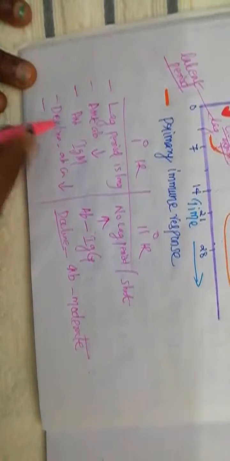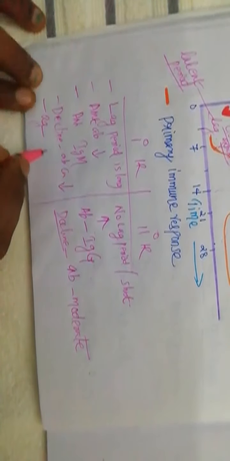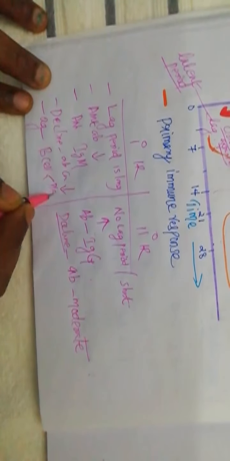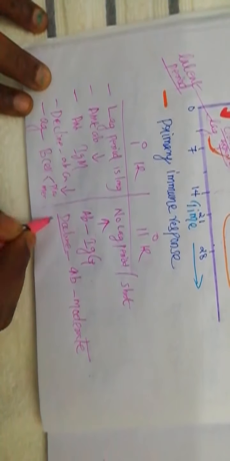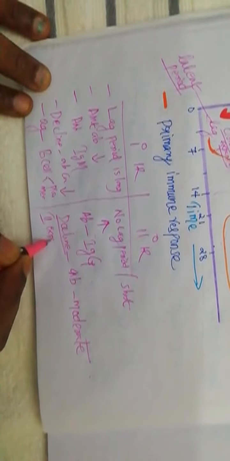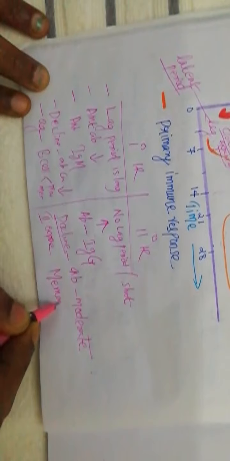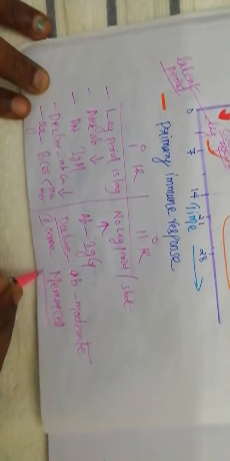In the case of primary immune response, the antigen will be responding to the B cell, thereby the B cell differentiates into plasma and memory cells. But during the second exposure to the same antigen, what is happening? It is directly responding to the memory cell. Here, naive B cells are not involved.